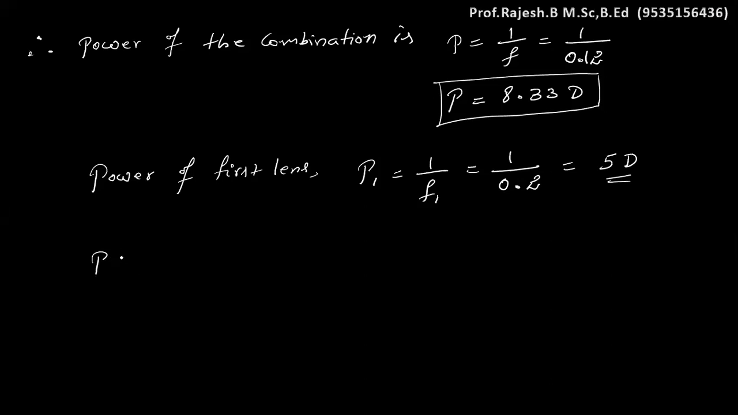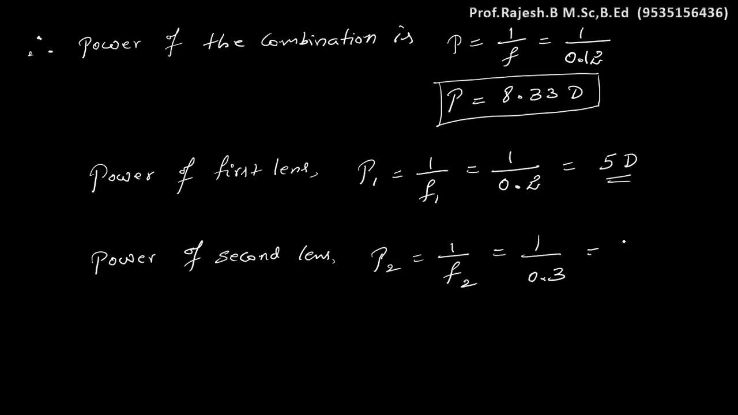And then power of second lens, that is P2, 1 by F2. F2 given as 0.3, 1 by 0.3, and 3.33 diopter.